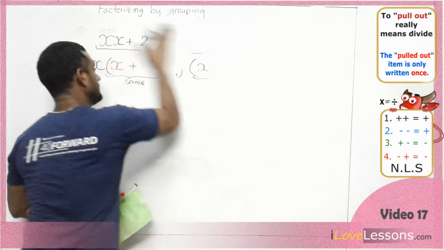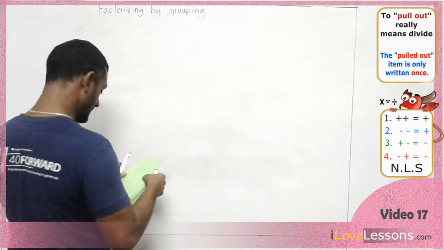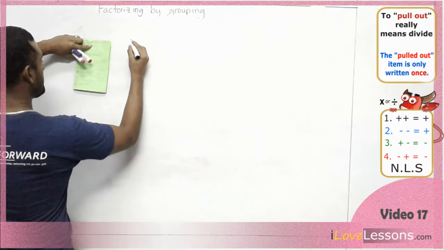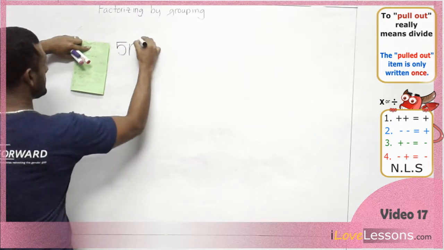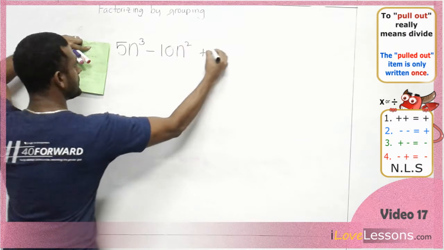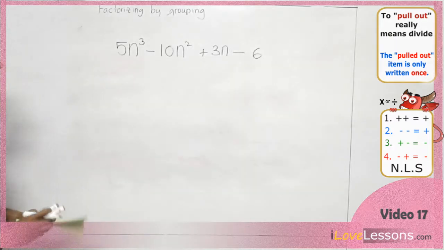Right. So let's see. What do we have on the list here? We have 5n cubed minus 10n squared plus 3n minus 6.